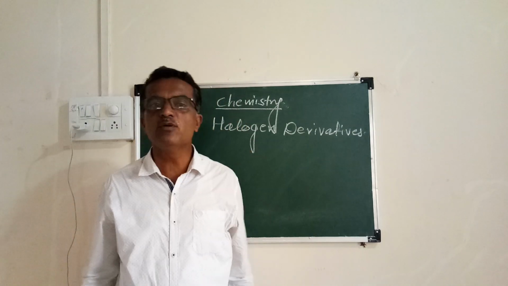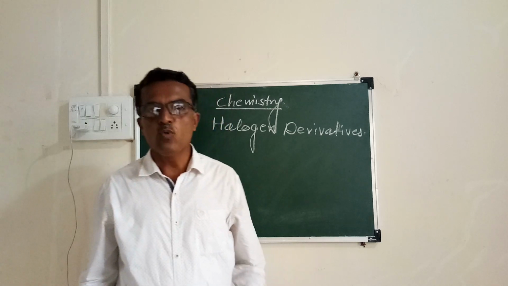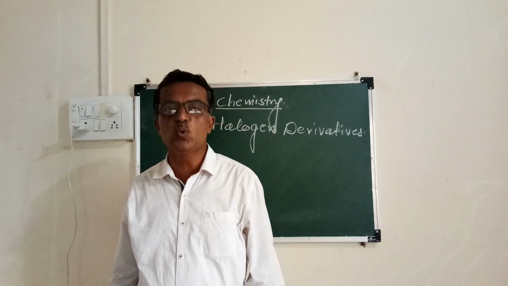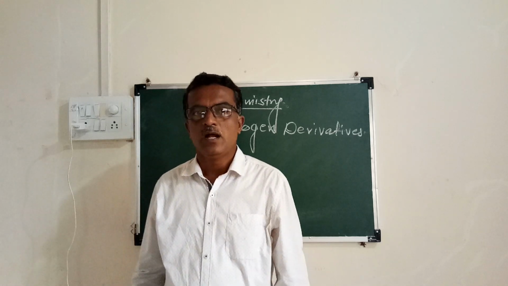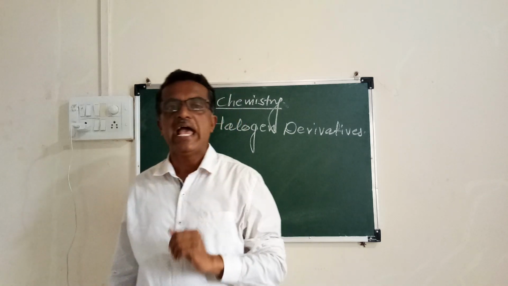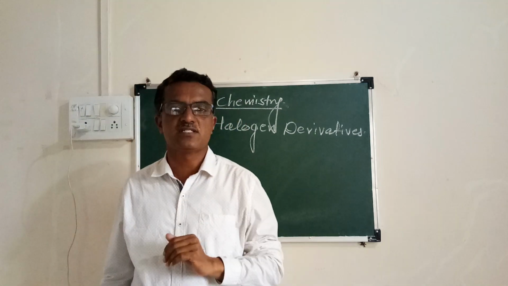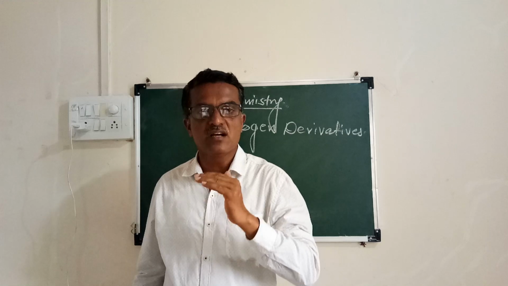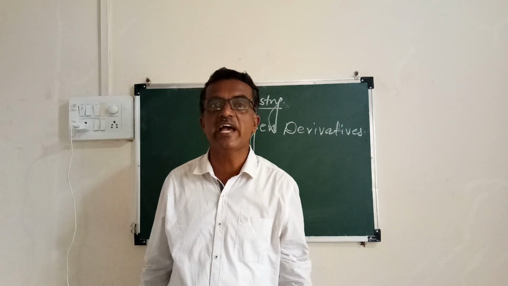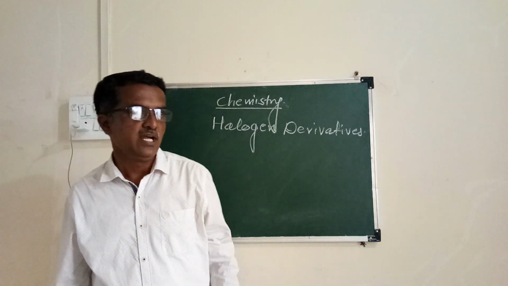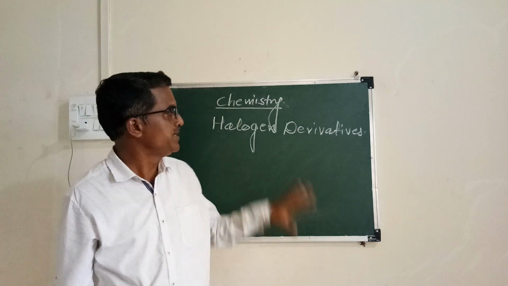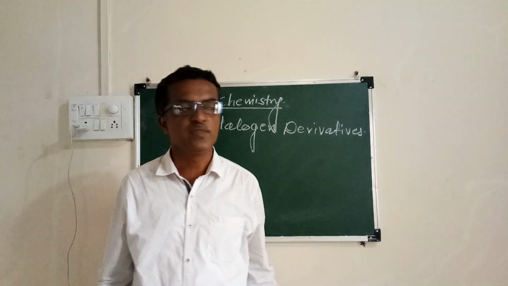Now what is the meaning of halogen derivatives? We know the family of organic compounds is the hydrocarbons. Therefore the replacement of one or more hydrogen atoms from aliphatic or aromatic hydrocarbons by the corresponding number of halogen atoms, then that resultant compound is known as the halogen derivative. Derivatives means substituted compounds which are obtained from the parent compounds.